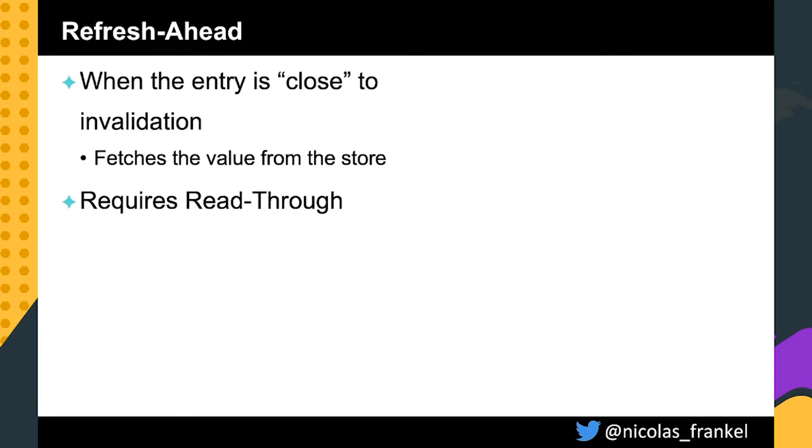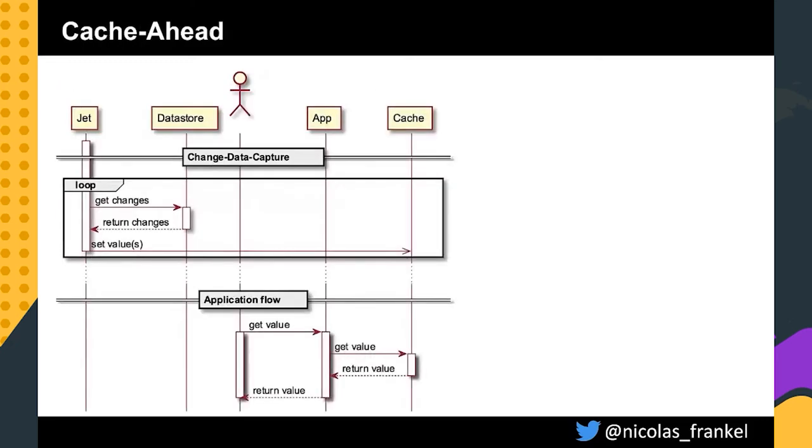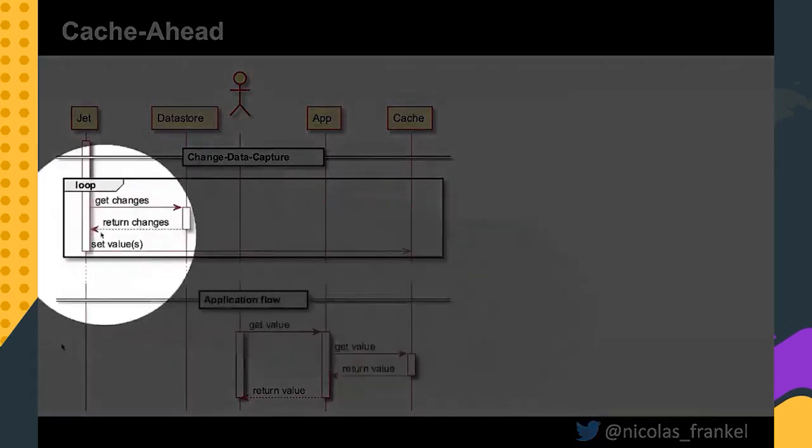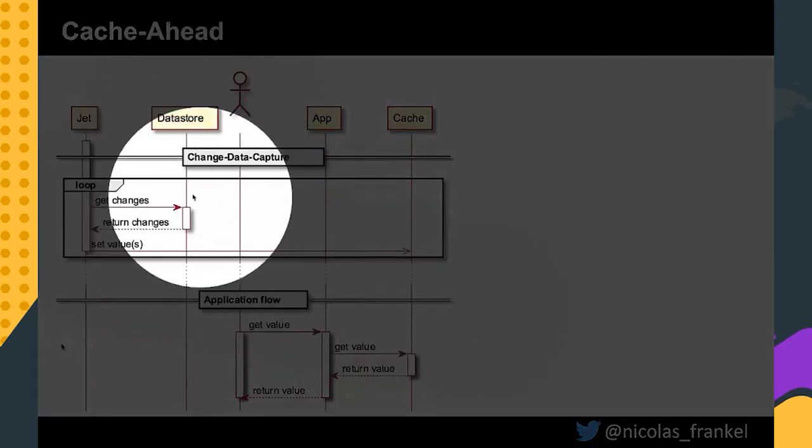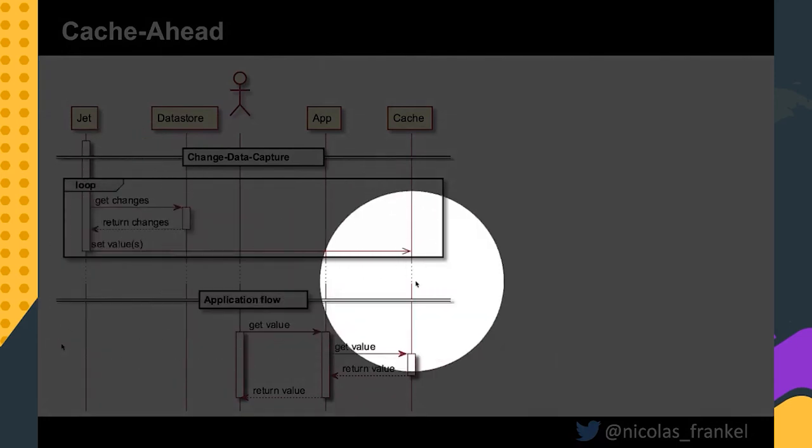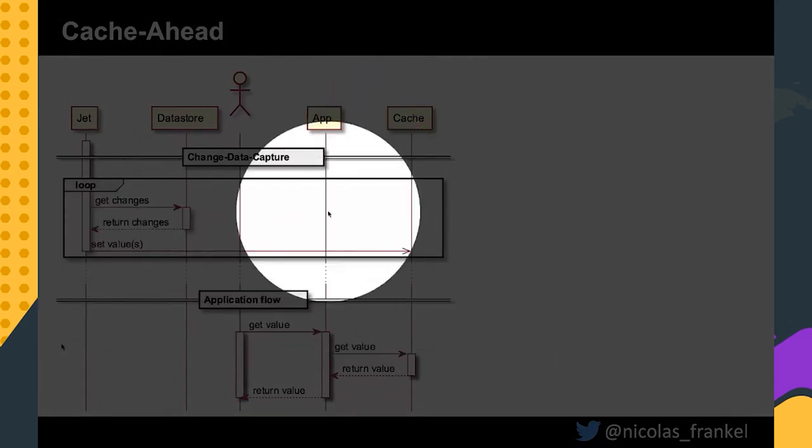In that case, if you really want the window of inconsistency between the cache and the data store to be as small as possible, you should be event driven. Every time there is a change in the data store, it can be reflected in the cache. That's another level of complexity, but it works. But for that, we need an additional property. We need to have streaming. So we will have streaming that gets the changes from the data store. And every time there is a change, it will set the value in the cache.